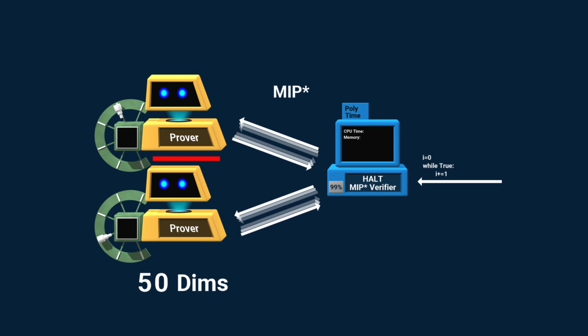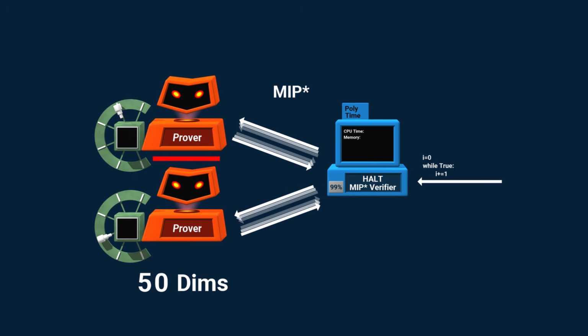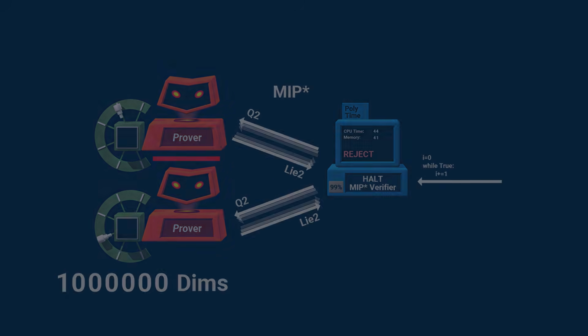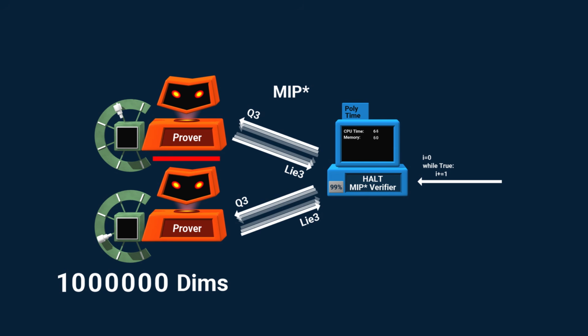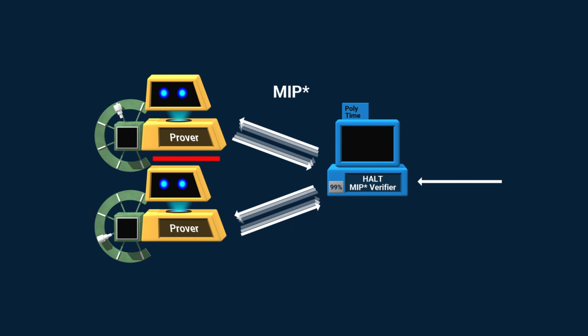Now, a program that doesn't halt. The verifier is likely to reject, even if we give the provers 1,000,000 dimensions. Here there might be errors, and the verifier might accept. The probability of this occurring is below 1%, as we required. Note, however, we can only verify the halting problem, not solve it, not even with quantum computers.